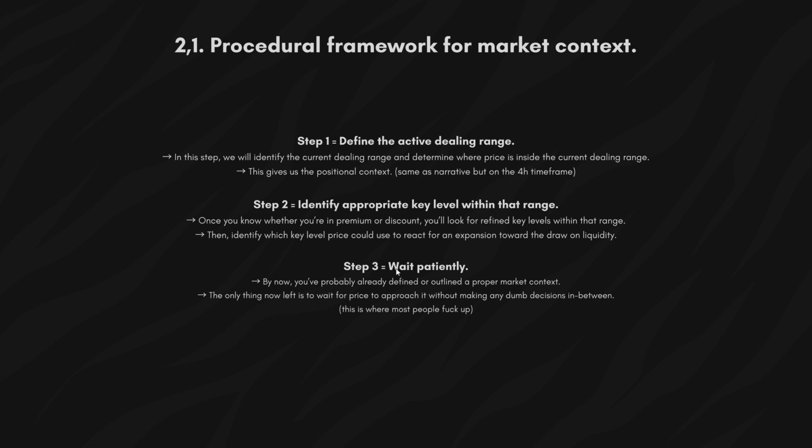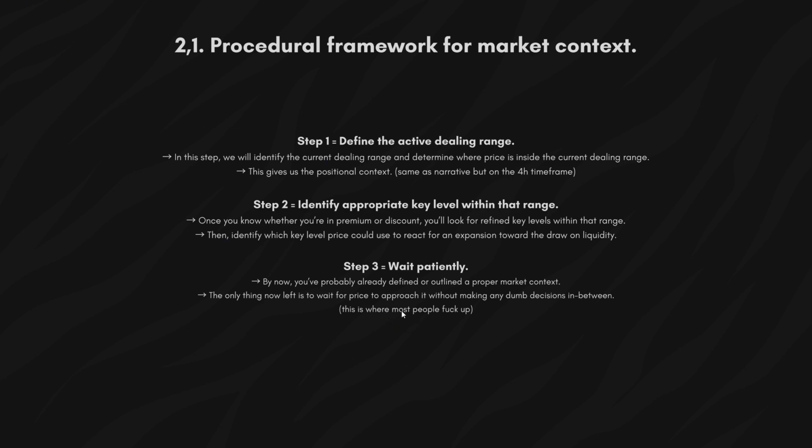And then the third step is to wait patiently for price to approach the key level or the candle range. Okay, by now you've probably already outlined a proper market context in the form of a dealing range, a key level, and a CRT. Now the only thing that is left is for you to wait for price to approach it without making any dumb or idiotic decisions in between. And this is exactly where most people mess up.